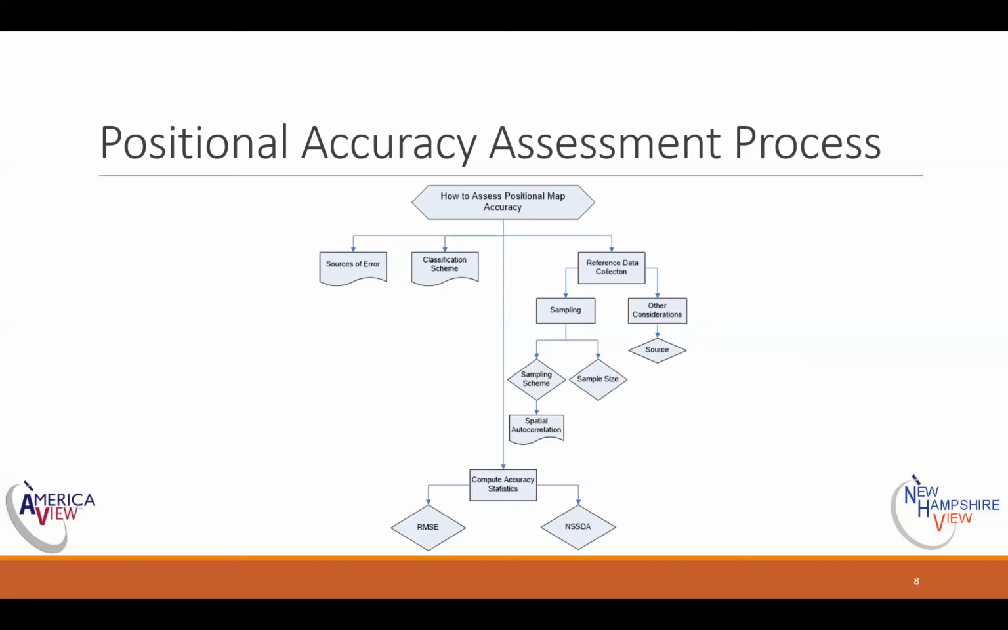Reference data collection. Again, what's the source of that reference data? And then how do I sample to collect that? In the next module, we'll look at this in more detail. We need to consider the sampling scheme and the idea of spatial autocorrelation. We need to understand how many samples we need. And then, of course, we calculate the accuracy statistics from that. Root mean square error has already been discussed, NSSDA as per the Federal Geographic Data Committee. Okay, so those are the processes that we're going to go through, and the next presentation talks about that in detail.